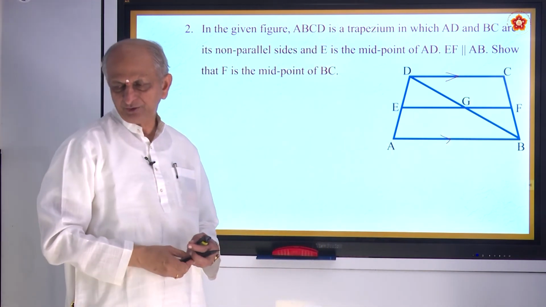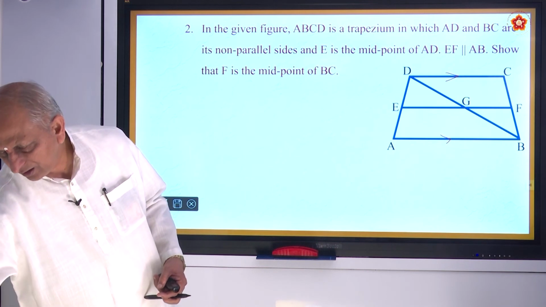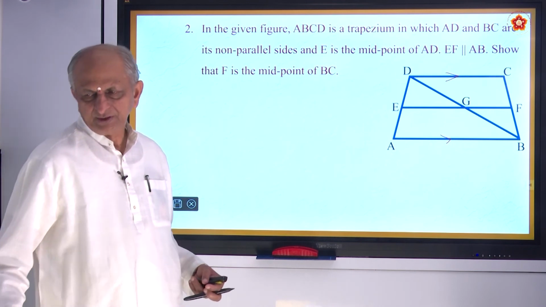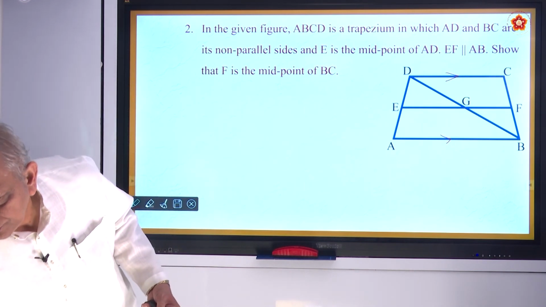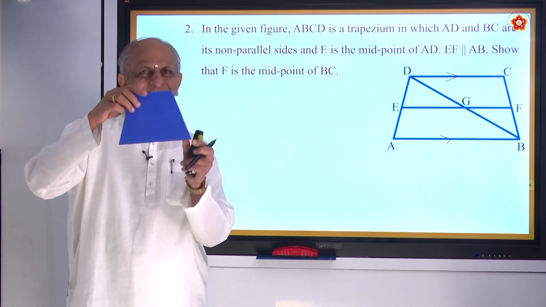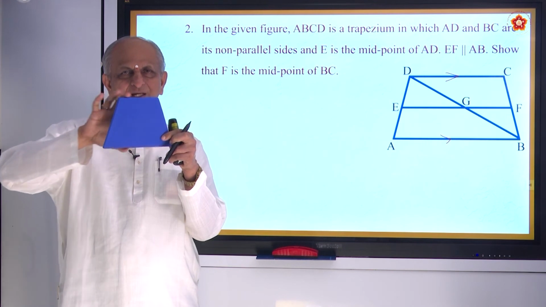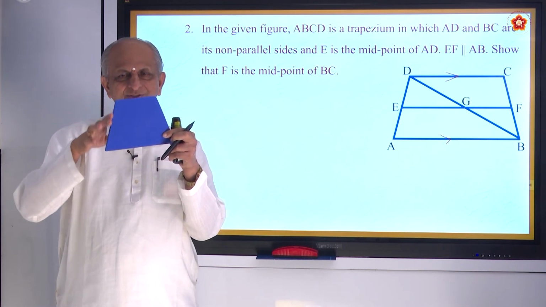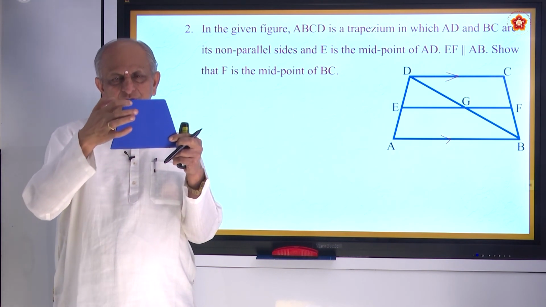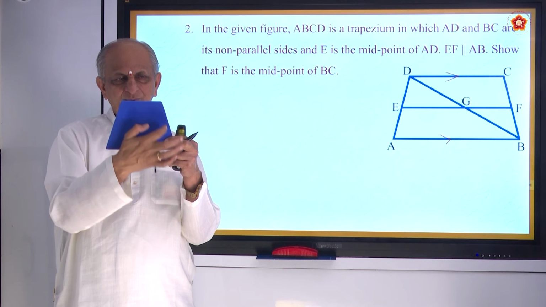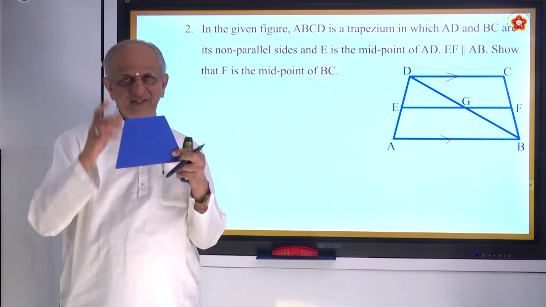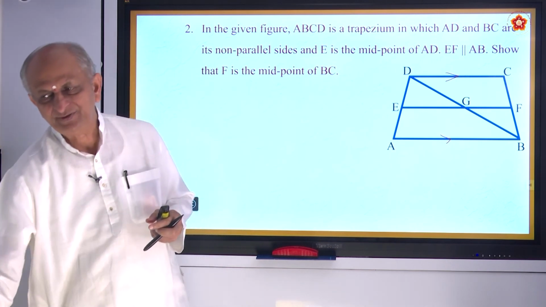So trapezium is also a very interesting type of quadrilateral. Of course, it is not used in many places. Some places we use it. See, this is called a trapezium. Already I have shown it. So these two sides are parallel. These are called non-parallel sides. The sum of the angles, these two 180, this also 180. And if the non-parallel sides are equal, we call it an isosceles trapezium.